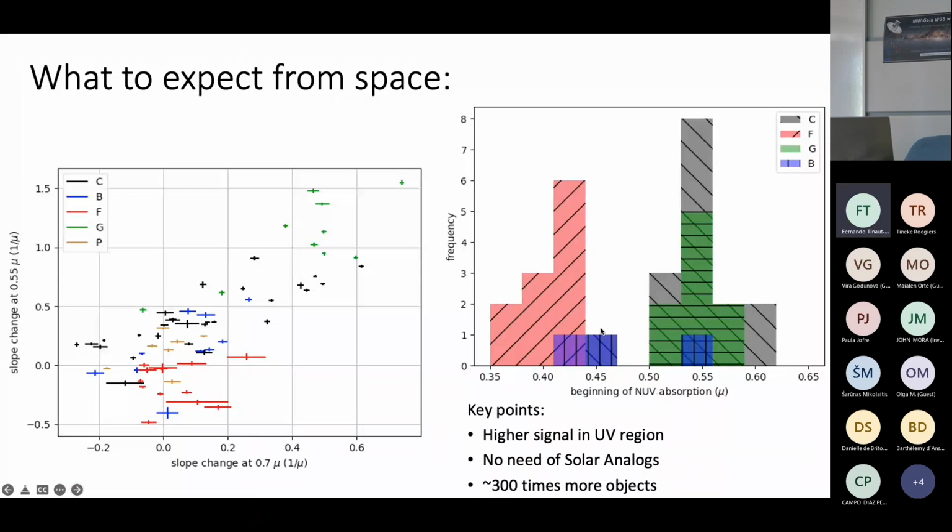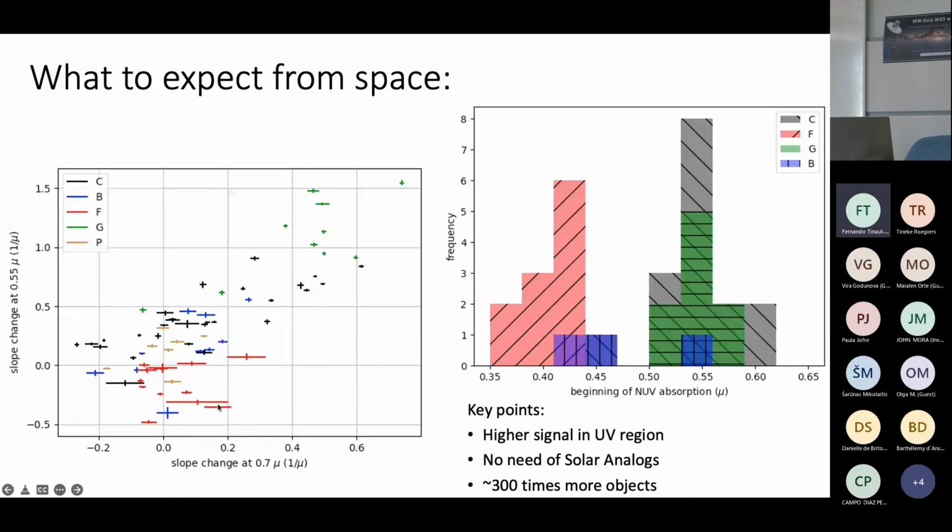So what are we expecting from space? We are expecting to increase a lot the number of objects. So we are going to be able to see if this trend is kind of an evolutionary track or different clusters. We could imagine that G types, for example, are here, or that C types evolve to G types, or the other way around, just by having a bigger sample and populating these plots with more objects, right?